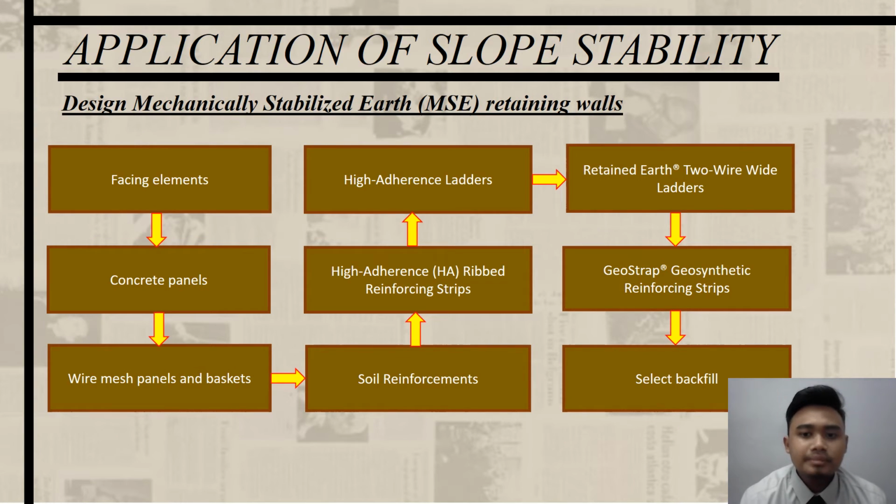Lastly, the design of the MSE retaining wall. First, facing element. Second, concrete panel. Third, wire mesh panel and basket. Fourth, soil reinforcement. Fifth, high adherence HA rivet reinforcing strip. Six, high adherence ladders. Seven, retained earth wire ladders. Eight, geostrap geosynthetic reinforcing strip. And lastly, select backfill.